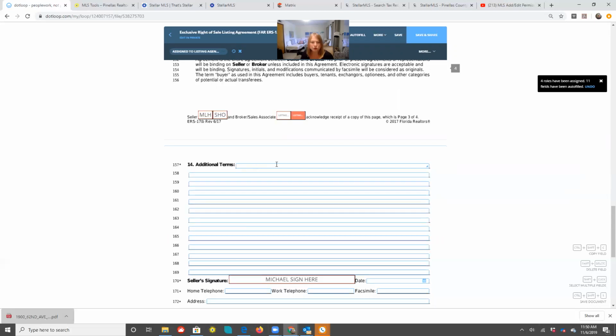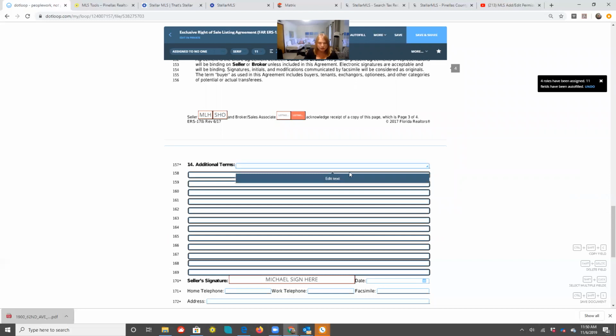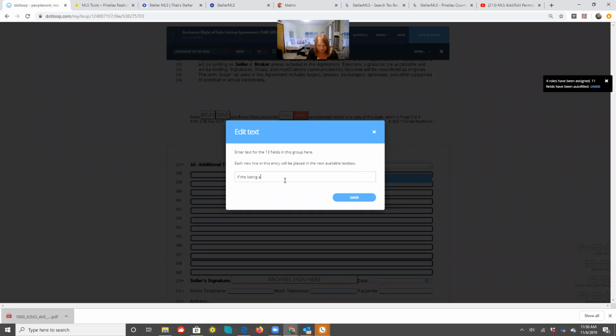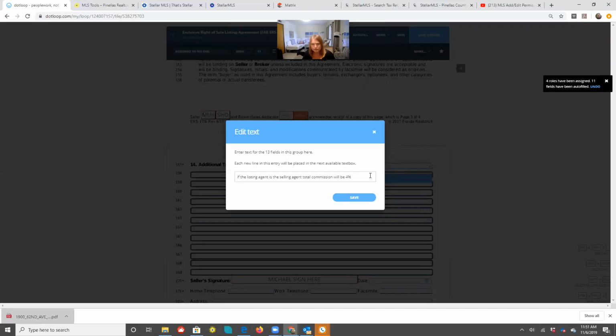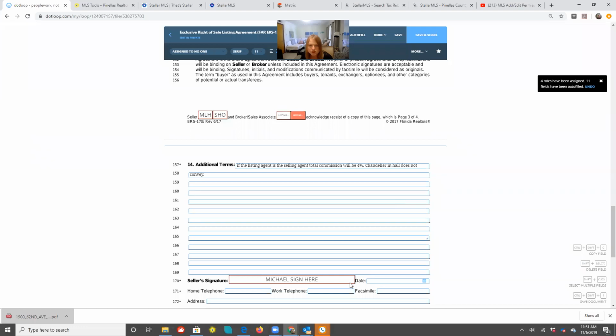This is where you're going to put the additional terms. So it's very, very often for somebody to say something like, you could do something like that. Whatever it is that you've agreed to, you can write it in here. You can also write something like, if something doesn't convey, then you should, in fact, put that in the realtor remarks on the MLS. So here's this, and that's all there is to it.